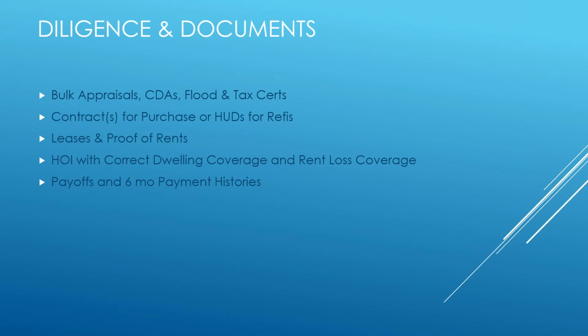And then we have payoffs and mortgage histories. So anybody who has an existing mortgage on their property needs to be able to provide us with a payoff so we can get the loan paid off at closing. But they also need to provide a 6-month payment history or verification of mortgage to show that those payments have been made on time. Please note, and some of you may have run into this before, but we don't lend on foreclosures and bailout situations or delinquent mortgages. We're not looking to pick up anybody else's bad debt.